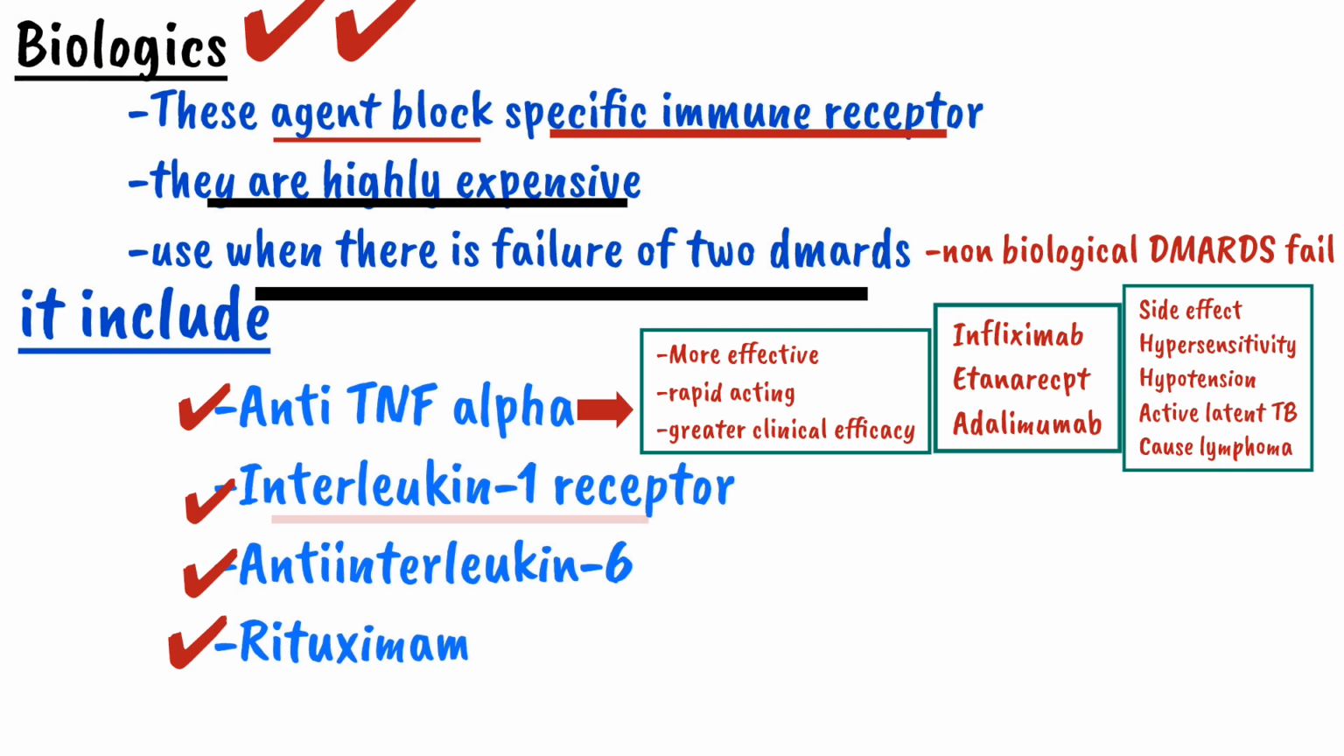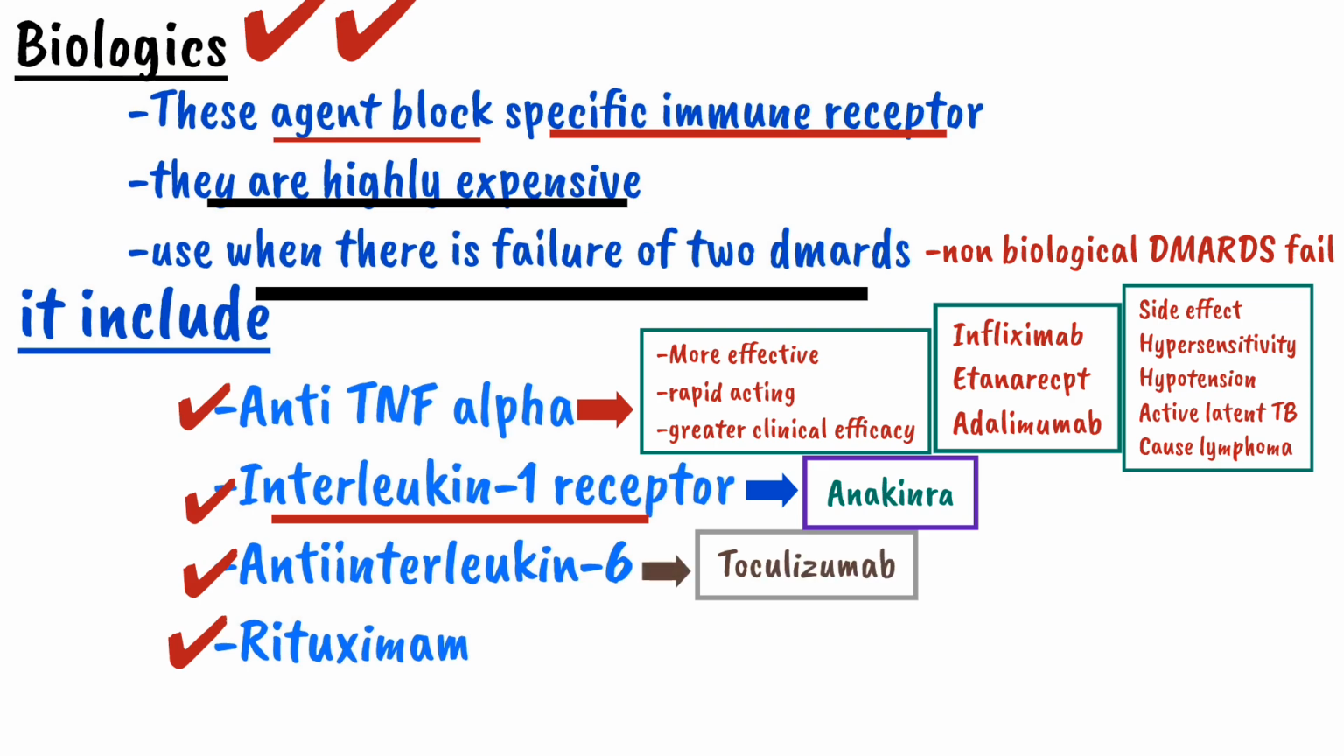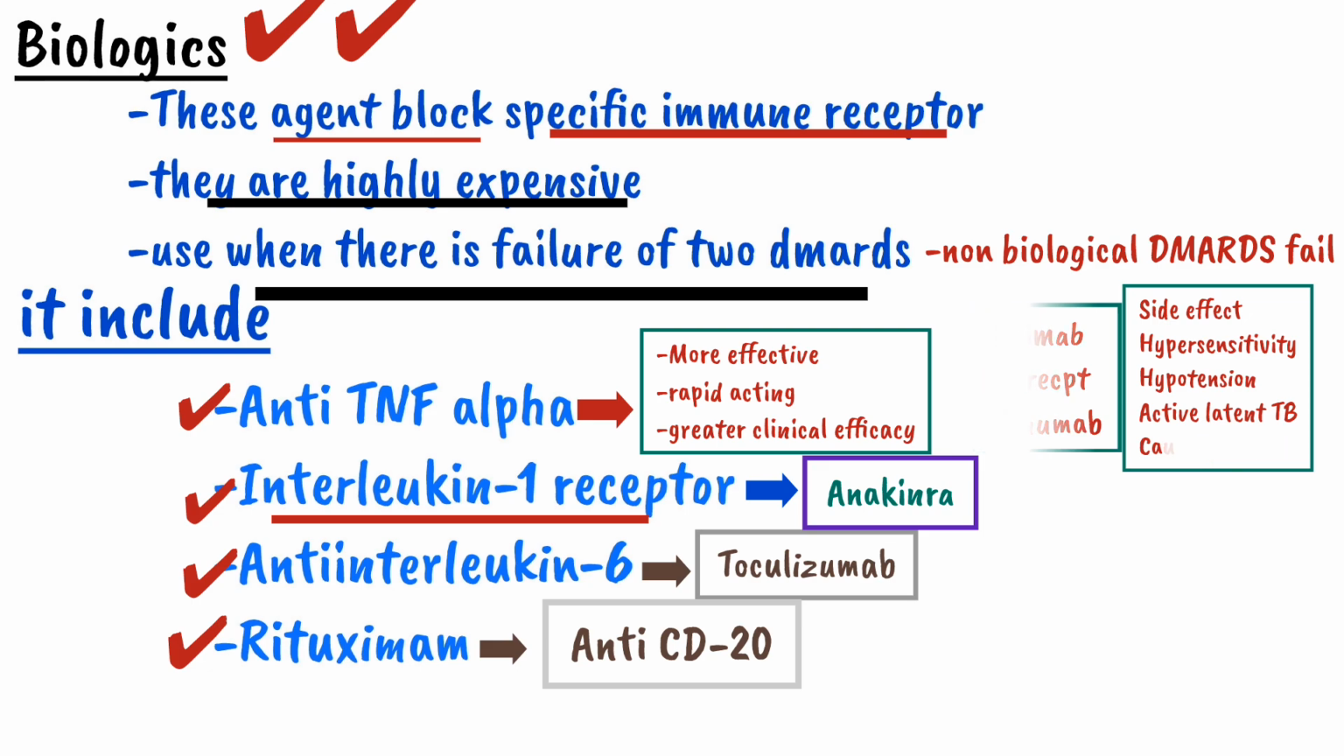The interleukin 1 receptor agent includes anakinra. It can be used in rheumatoid arthritis when anti-TNF alpha is unsuccessful. It is used in combination with methotrexate. The interleukin-6 agent includes tocilizumab. It is a humanized monoclonal antibody against the interleukin-6 receptor. It is used in moderate to severe arthritis in adult patients. Last one is rituximab. Rituximab is an anti-CD20 antibody and it can also be used in a patient with rheumatoid arthritis.